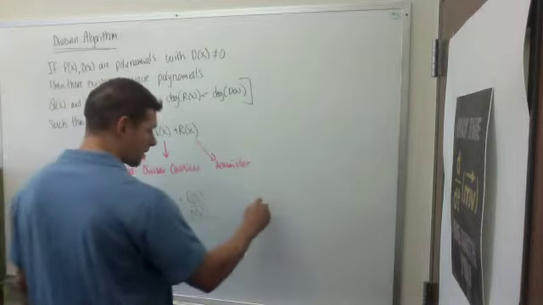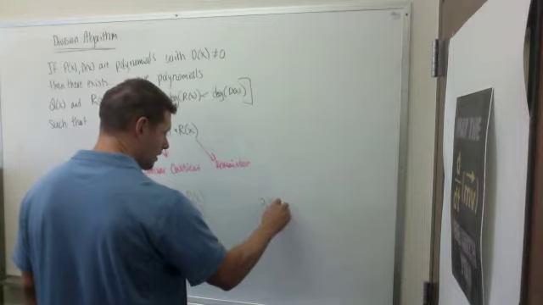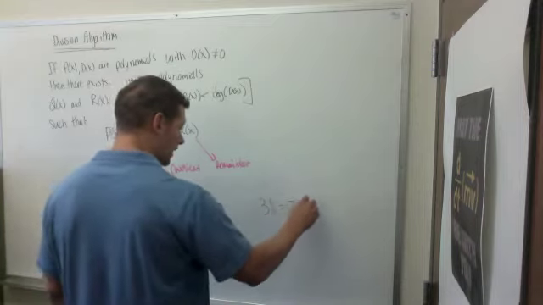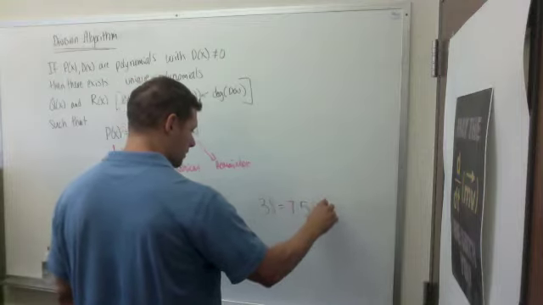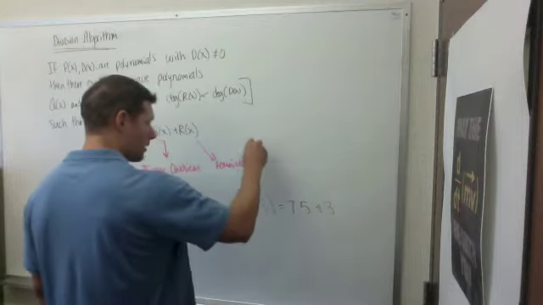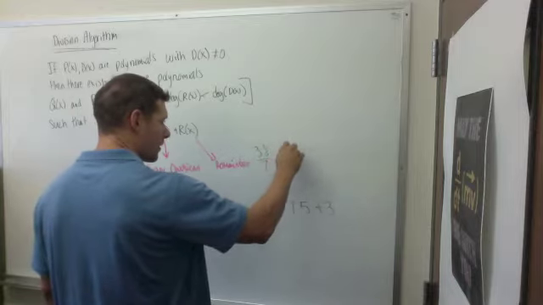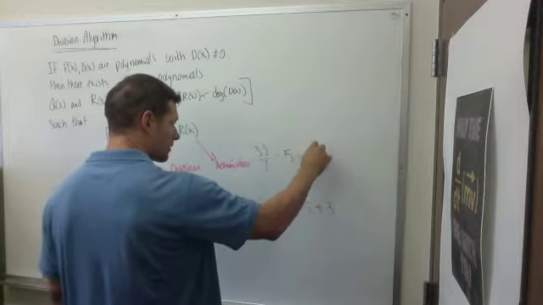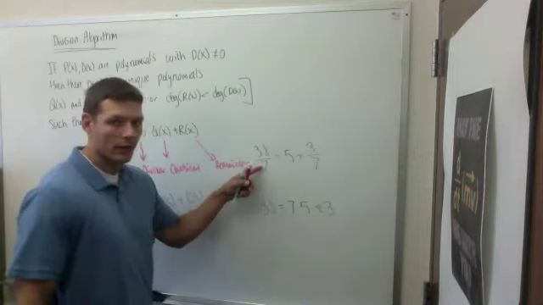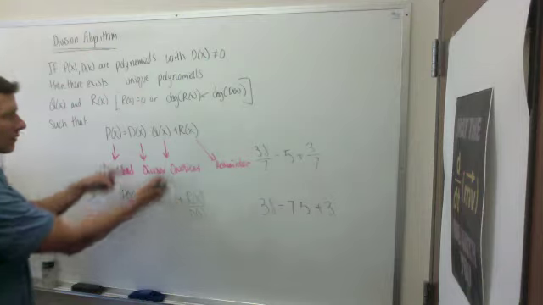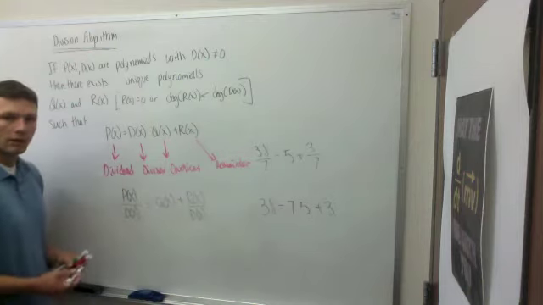So instead of having 38 equaled 7 times 5 plus 3, we had 38 divided by 7 equals 5 plus 3 sevenths. Imagine multiplying everything by 7. 7 here, 7 here, 7 there, and I get this. That's exactly what I'm doing going from here to here.